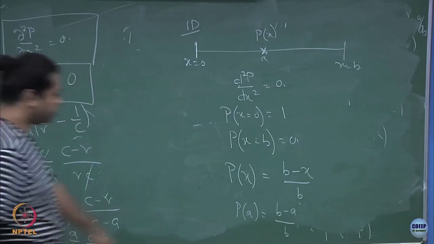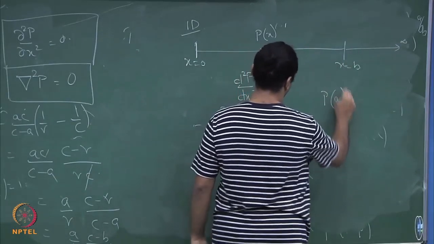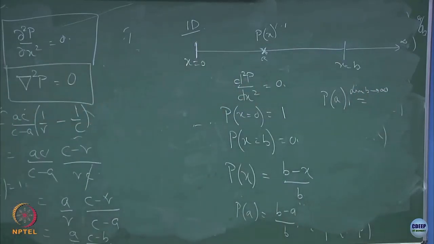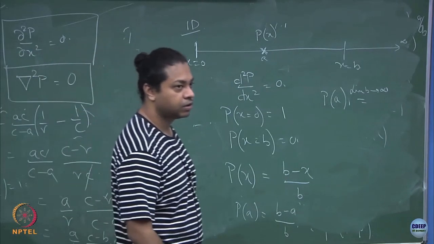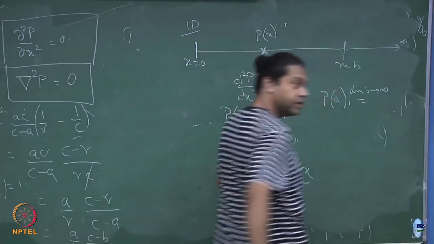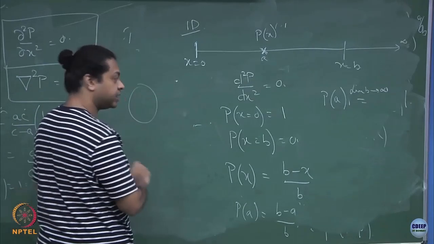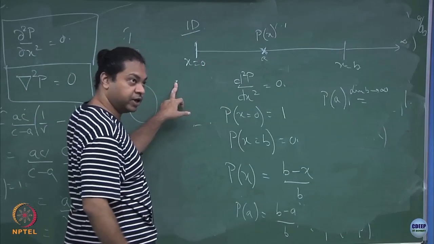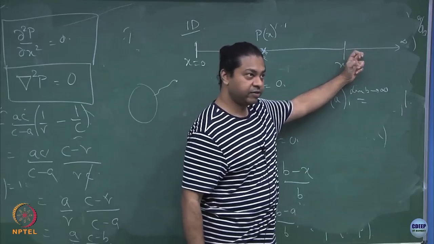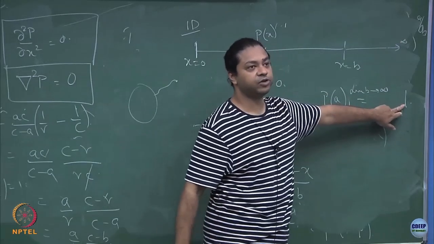One nice thing to note: what would this probability be if I move this boundary away to infinity? What would p of a be in the limit that b goes to infinity? What is this, Nitin? 1, right? This is 1, which means that as opposed to the 3D case, where we took a sphere, released a particle here and moved the outer sphere all the way to infinity, and only a fraction a by b ultimately got absorbed, in the 1D case, if you remove this boundary all the way to infinity and wait long enough, eventually everything is going to get absorbed.